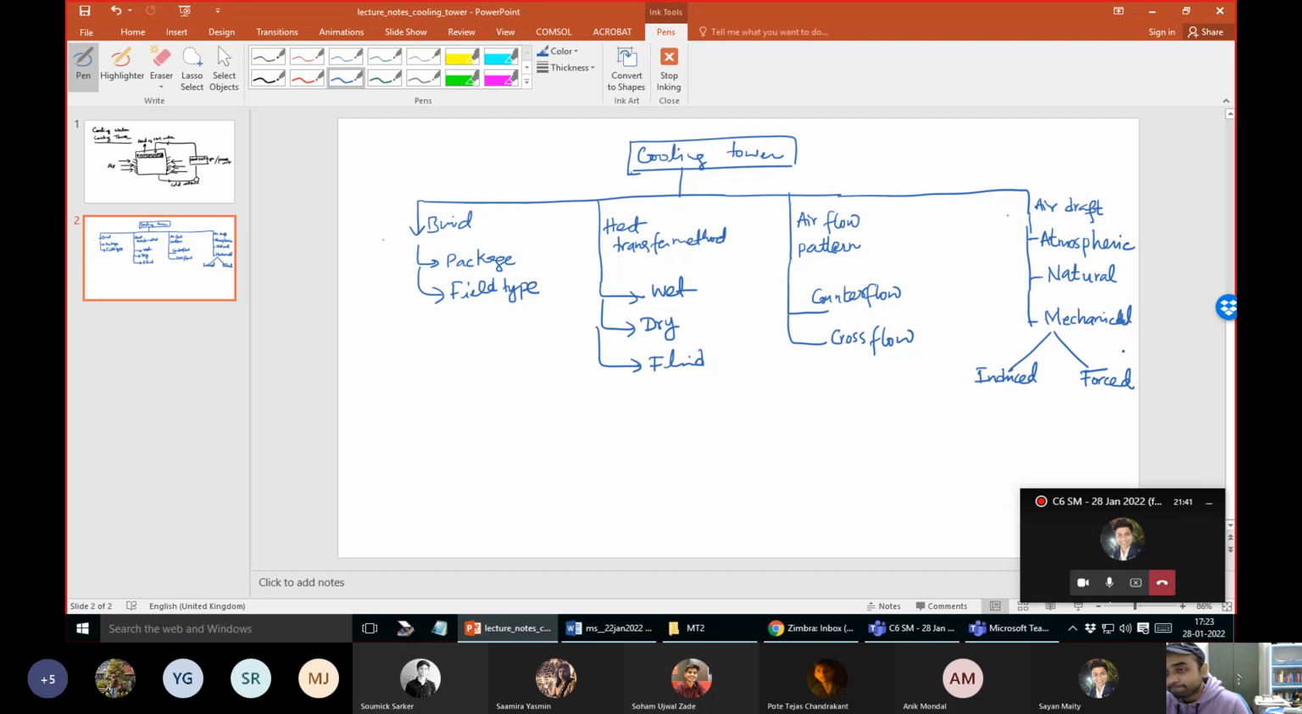Sir, I had a doubt. You said that the fluid type cooling tower uses another fluid to cool water. So what's the difference between that and, let's say, a shell and tube or double pipe heat exchanger?